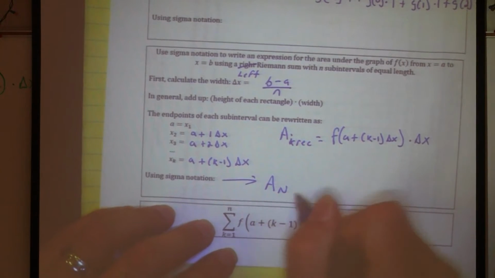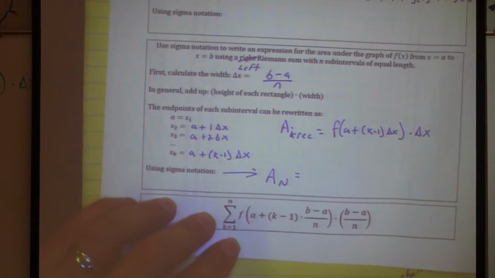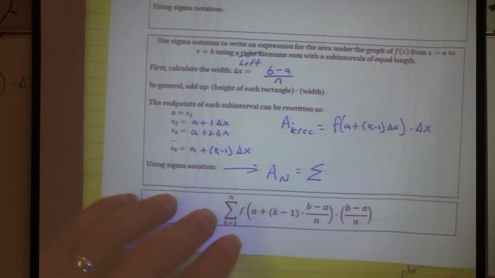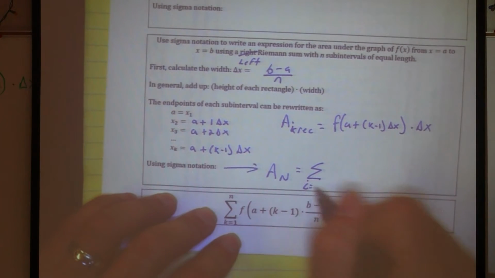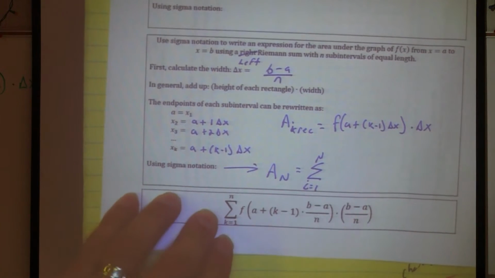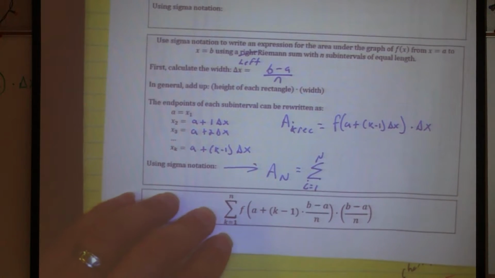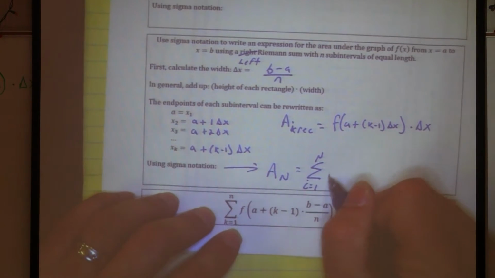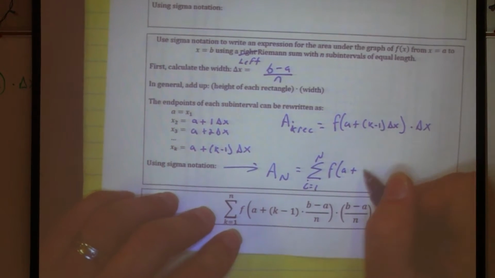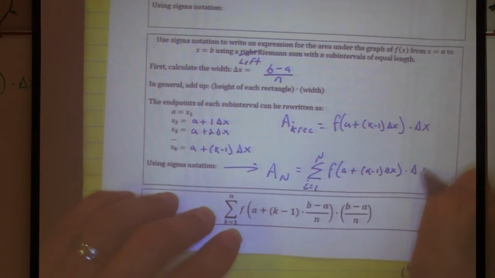Let's say I want the area of n rectangles. I use the sigma notation, right? So that would be from where to where? From 1 to n. Is this always 1? Yes. Why? It represents the rectangles that you're adding, right? Okay. Of f of a plus k minus 1, right? Delta x times delta x.